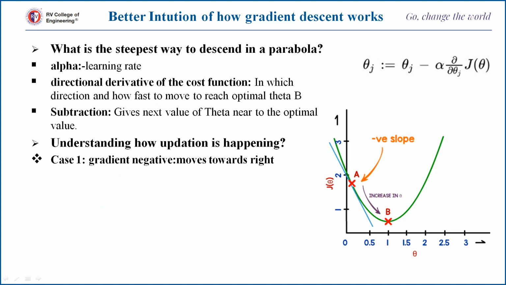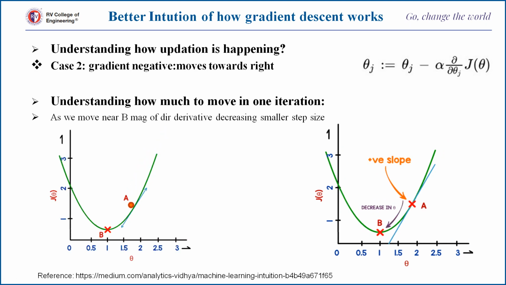By subtracting, it gives the next value of theta near the optimal value B. Understanding how the update is happening, suppose case 1, the gradient is negative at point A. That means we are increasing the value of theta to reach the point B. And case 2, the gradient at point A is positive. Then we are decreasing the value of theta, minus positive, the value of theta is decreasing to reach the point B.